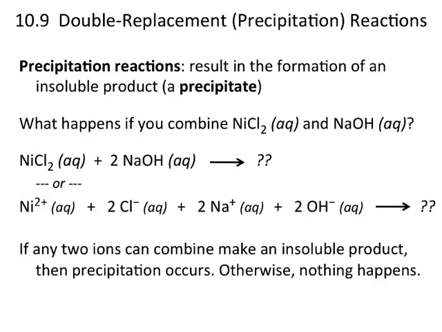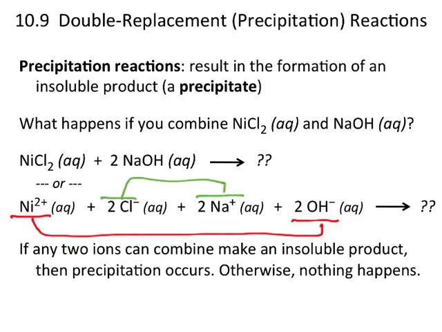Okay, and now we're back to our original question. What happens when you combine nickel chloride and sodium hydroxide? So, if any two of these ions can combine to make an insoluble product, then you'll get precipitation. So for instance, if the positive nickel and the negative hydroxide ion combine and they form something that's insoluble, then you'll make a precipitate. Or if the chlorine and the sodium come together to form something insoluble, then that will precipitate. Sometimes you get both to precipitate, although that's kind of rare.